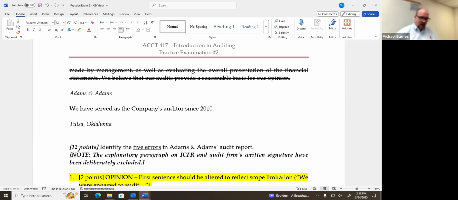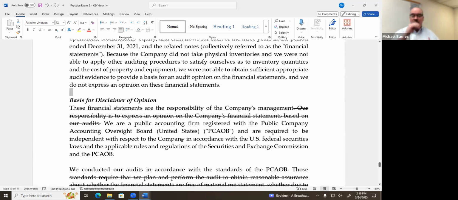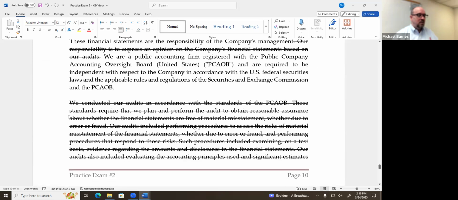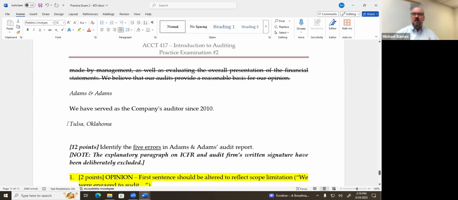All right. So the opinion paragraph needs to be modified to say we were engaged to audit. An explanation of the opinion needs to be provided. We did not have a paragraph explaining the opinion, which is required for all non-unqualified opinions. We have to have that explanation of the change in opinion. In the auditor's responsibility section, that first sentence needs to be eliminated because we did not issue an opinion. The scope paragraph is completely gone because of the disclaimer opinion, and we have to have the audit report date.